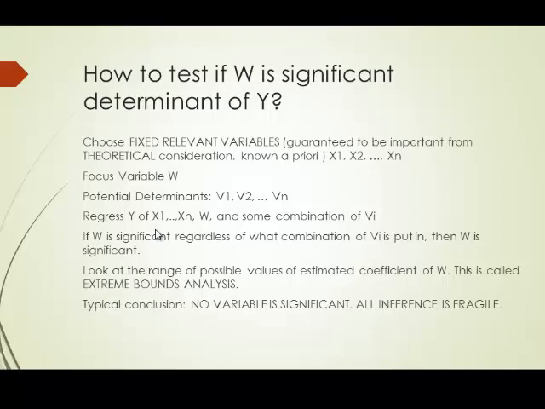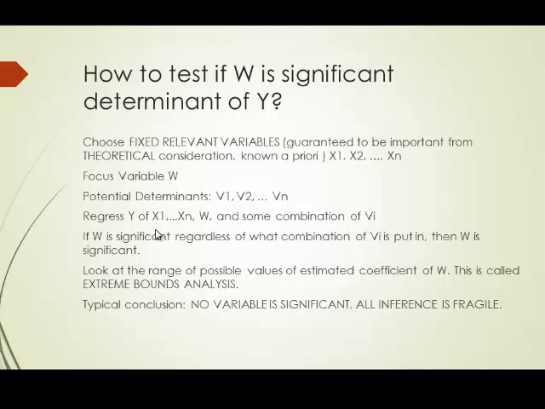Then I have to proceed in a different way. First, we choose some fixed relevant variables which are guaranteed to be important from theoretical consideration. So basically, I include everything which theory says must be included, because if I exclude one of those, then I am automatically misspecified and nothing can be said about the regression.